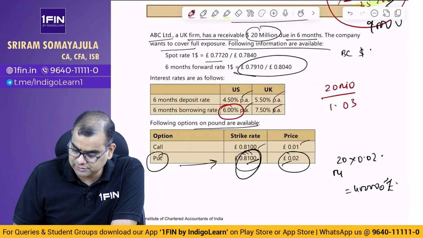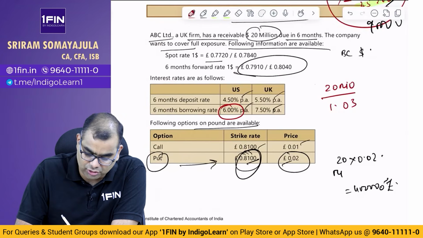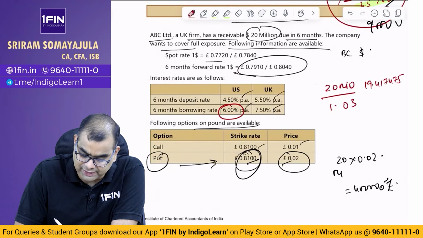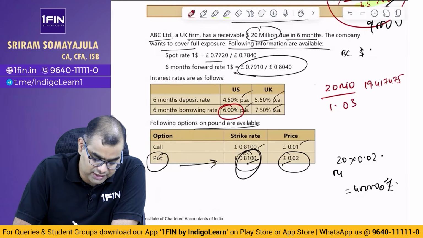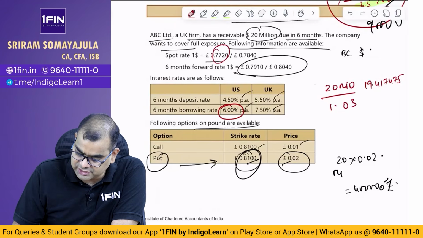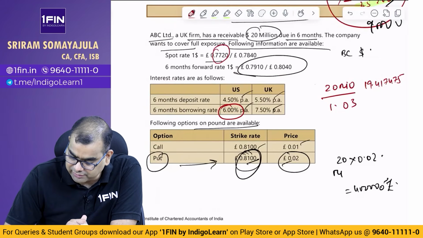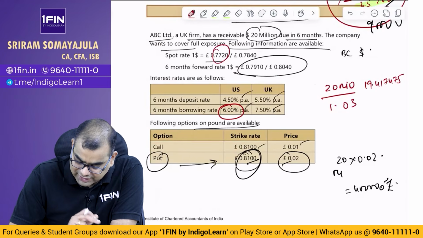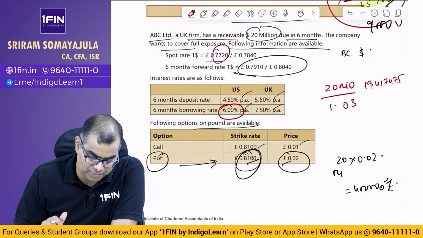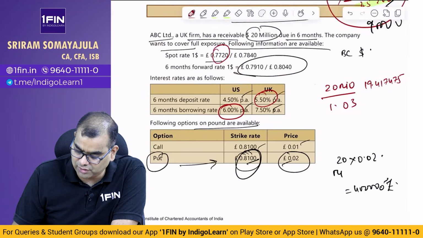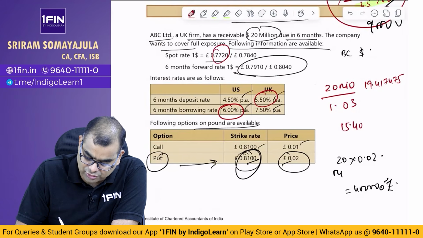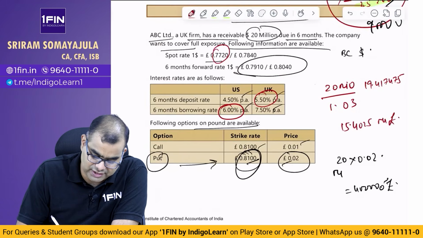20 million divided by 1.03, you borrow 19.417475 million. This you convert into pounds today itself. So what is today's rate? 0.7720. Multiply by 0.7720, you get 14.99029. Then you put it in a deposit in the UK. UK deposit is 5.5%, so for half a year, multiply by 1.0275, and you get 15.4025 million pounds.